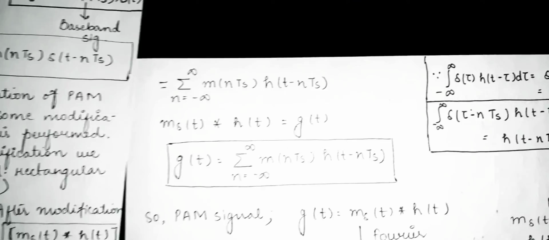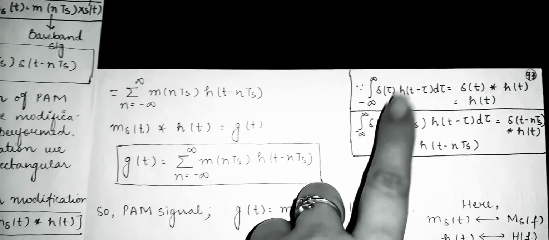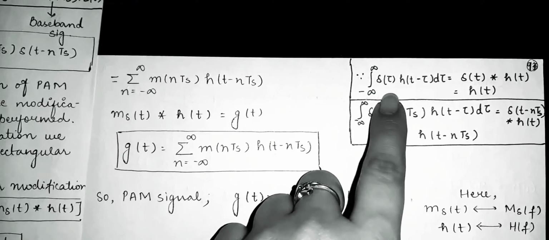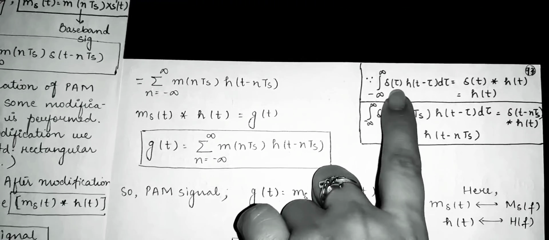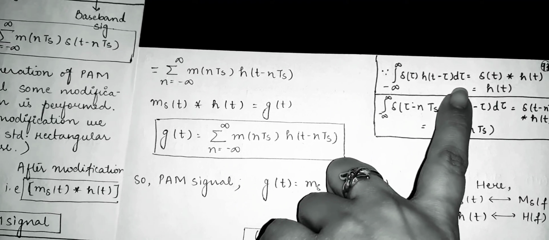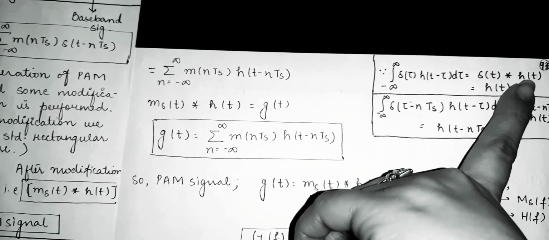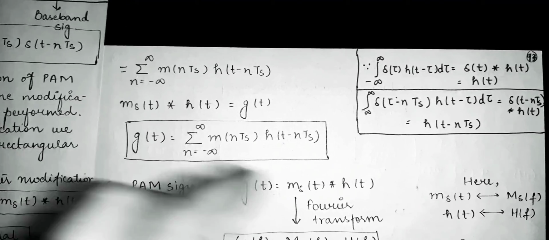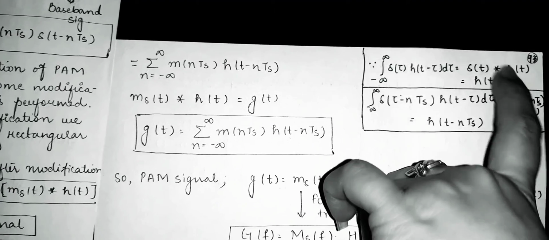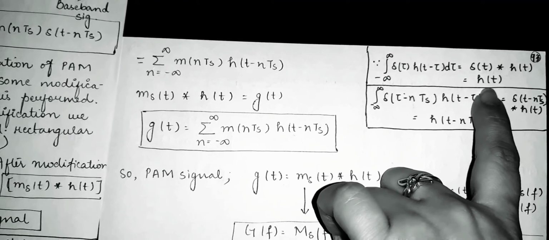Now here we will be using the shifting property of the delta function. This is the shifting property of the delta function. Here we can say that the integral from minus infinity to infinity of delta(tau) h(t - tau) d tau is equal to delta(t) convolved with h(t). So if we do the convolution with the delta function, we get the same function, that is equal to h(t).